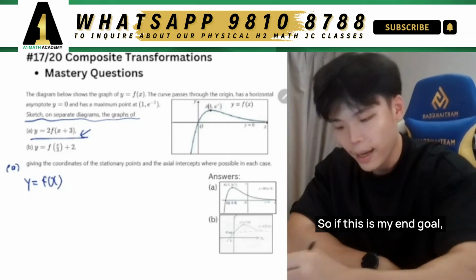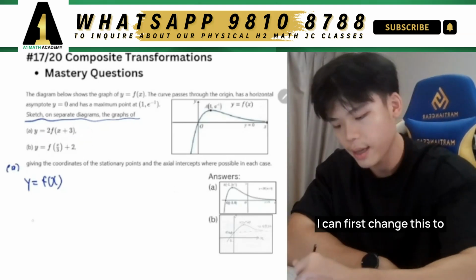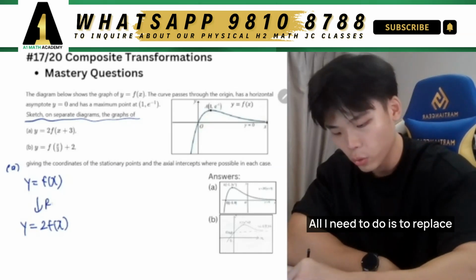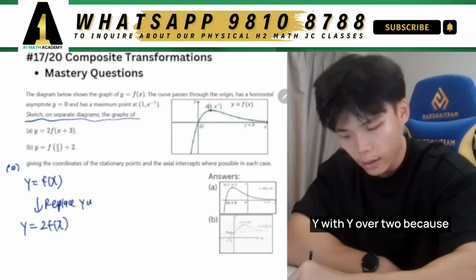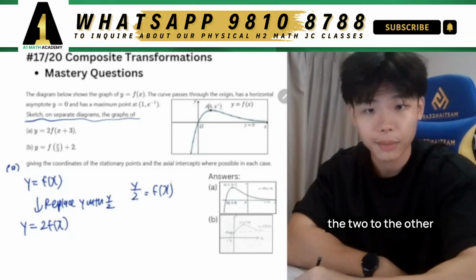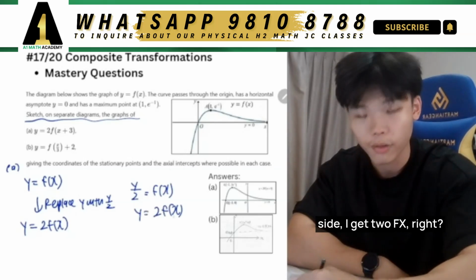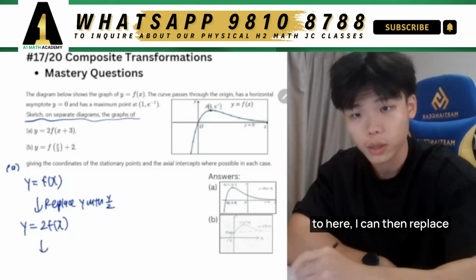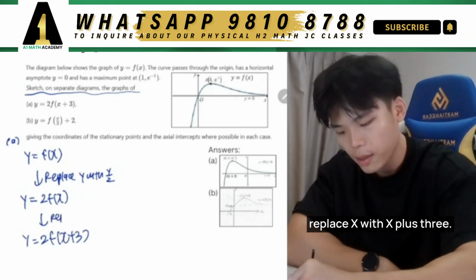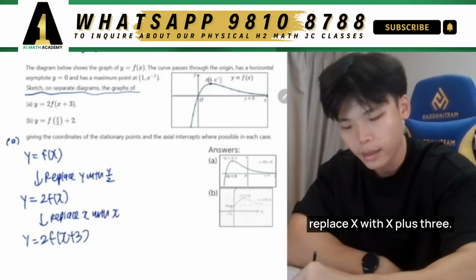So if this is my end goal, what are some things that I can do? I can first change this to y equals 2f(x). All I need to do is replace y with y over 2, because if I have y over 2 equals f(x), then I can times the 2 to the other side, and I get 2f(x). This is the first change. And then from here to here, I can replace x with x plus 3.